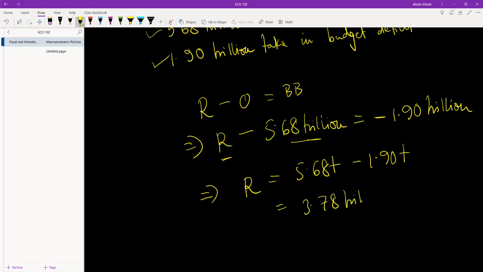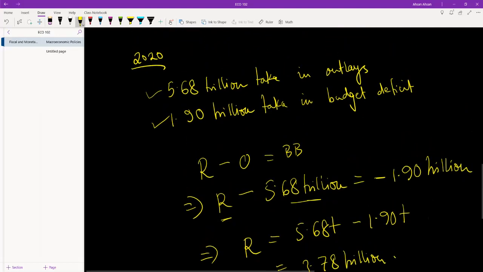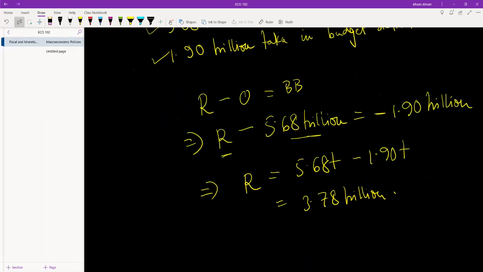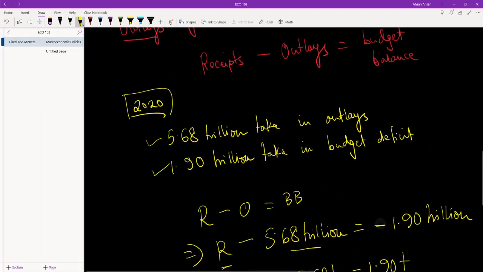3.78 trillion. Right, so what we know is that when the budget was made in 2020, the government expected that they would raise a total of 3.78 trillion taka. They would end up spending 5.68 trillion taka. So at the end of the day, there will be a budget deficit of 1.9 trillion. This is the case for Bangladesh.